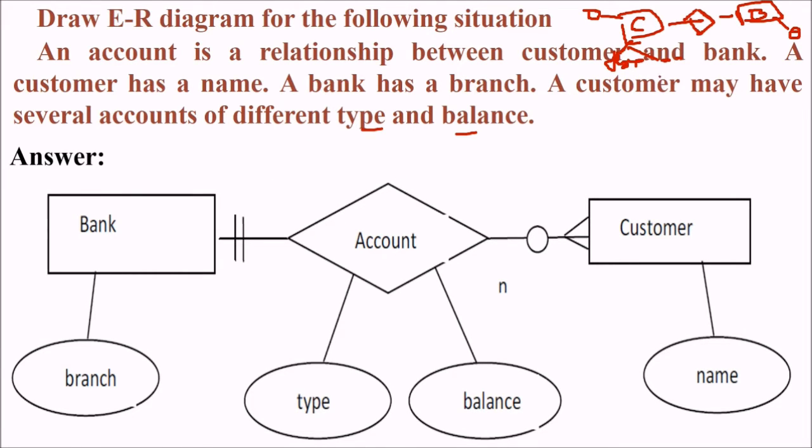First of all, the bank can have branches. A customer has a name. And third, since account is a relationship and it says that a customer may have several accounts of different type and balance, account will have the type and balance as attributes of this relationship. And this shows there can be many customers for one bank. So this is 1 to n.